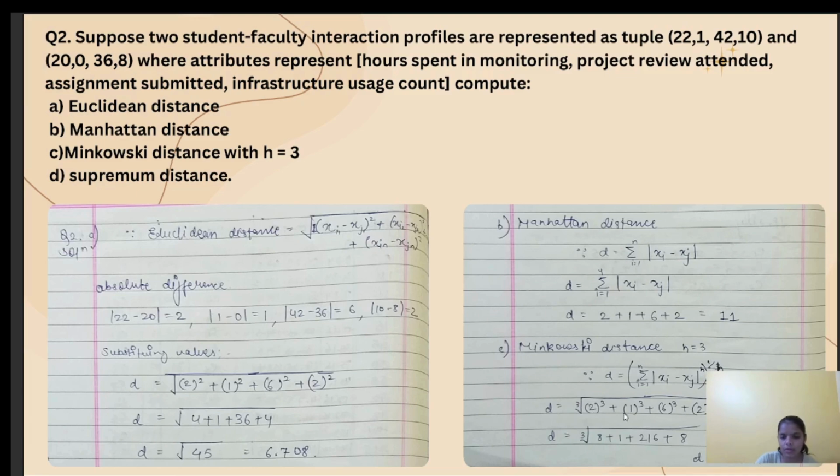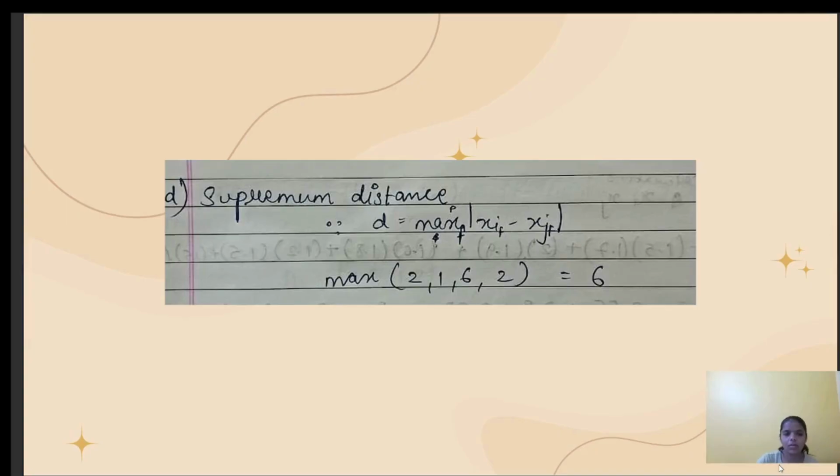So we will perform the cube of all the absolute differences. When we calculate this, we will get our distance, 6.153. Now the supremum distance. To calculate the supremum distance, we have to find the max from our absolute values.